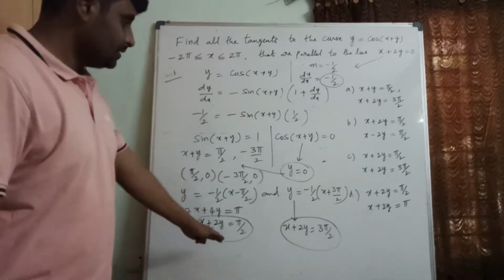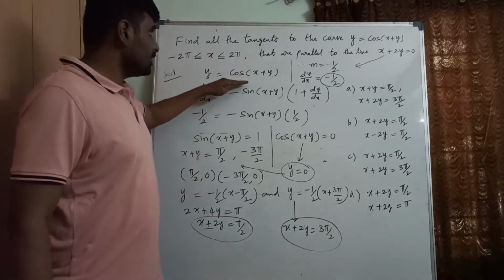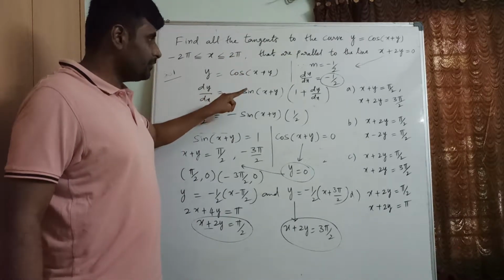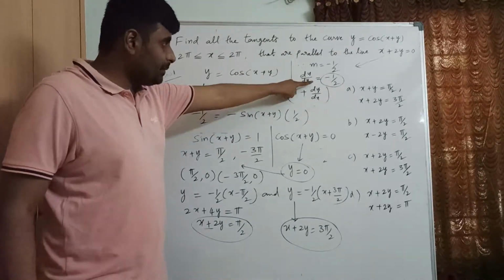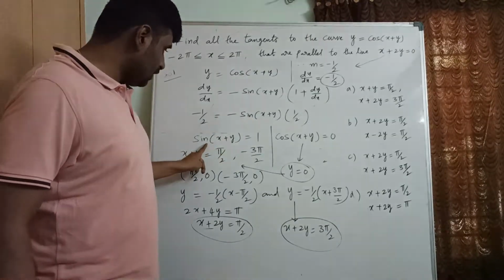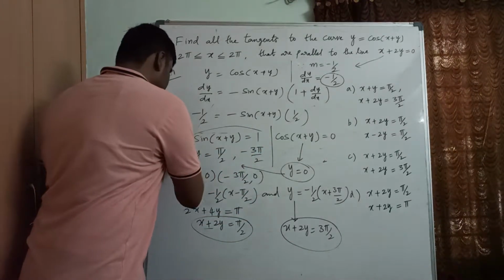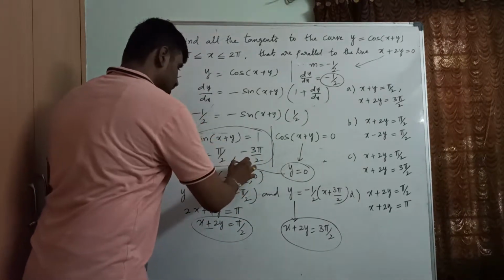Okay. So these are the equations of tangents. Very easy, correct? Simple. First of all, from the curve we derive dy by dx, and we can substitute it as minus 1 by 2. By simplifying we got sin of (x plus y) equal to 1.